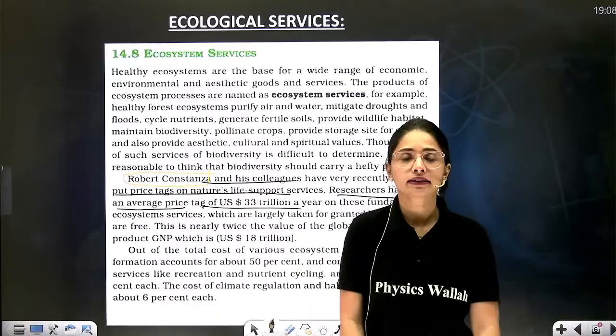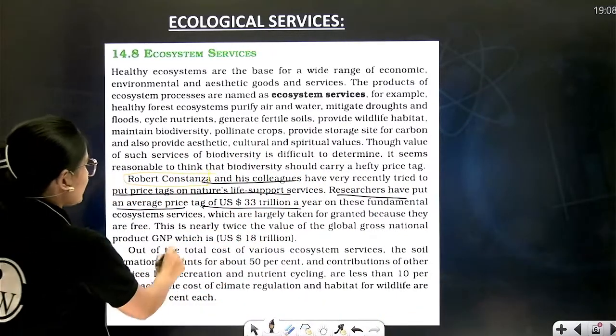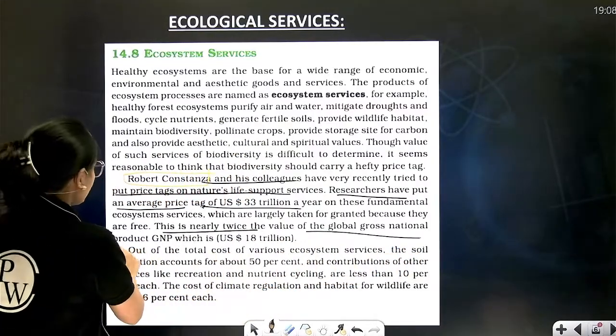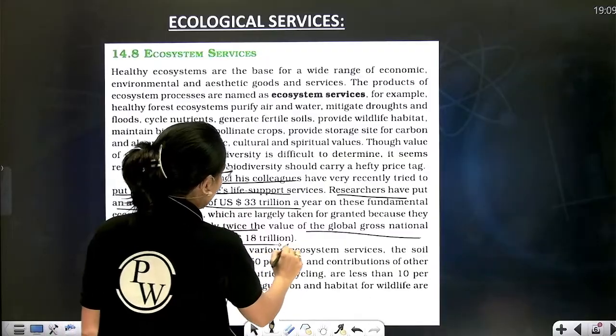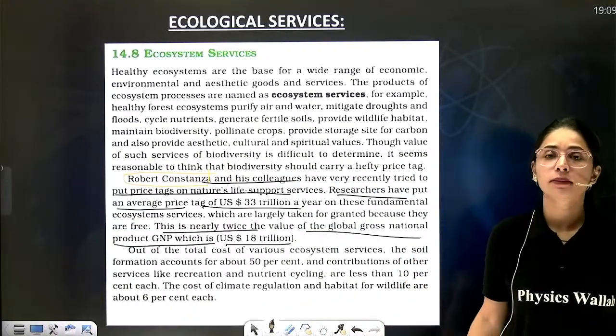From where will you bring the money? The question is this: it is nearly twice the value of the global gross national product, which is US 18 trillion dollars. So from where will you bring that much money?